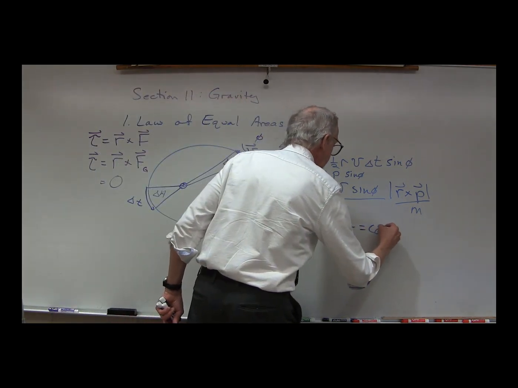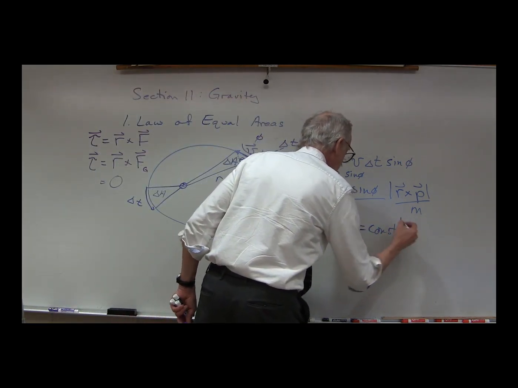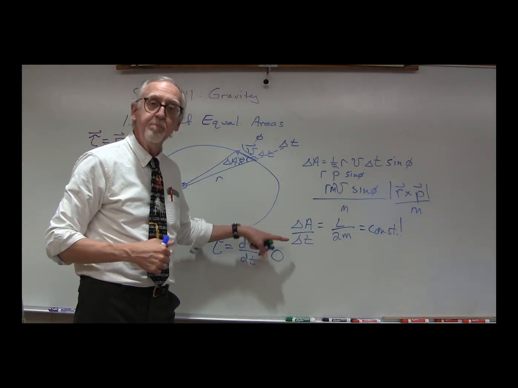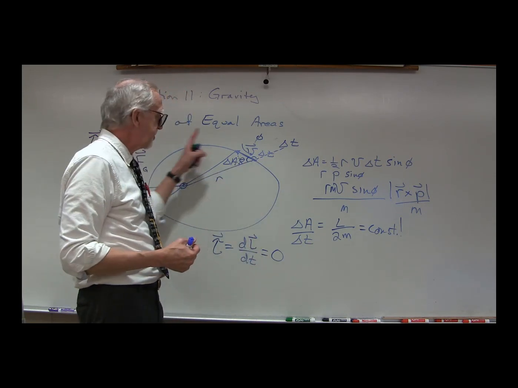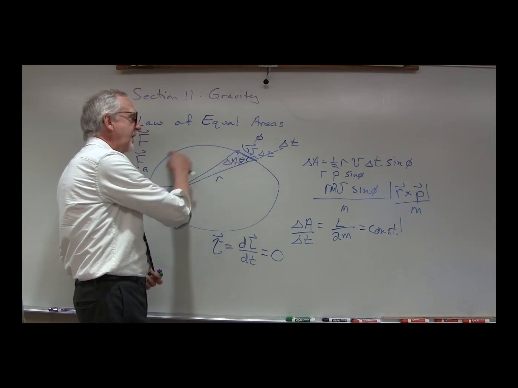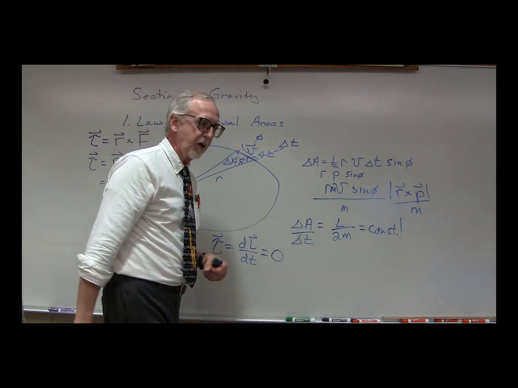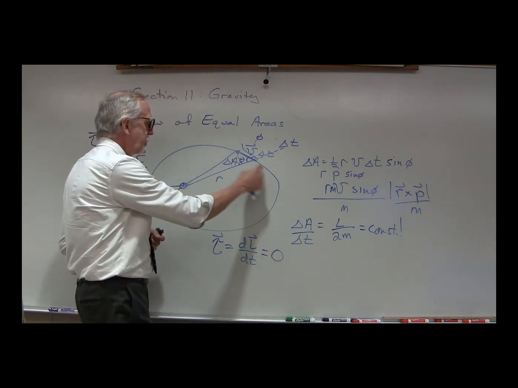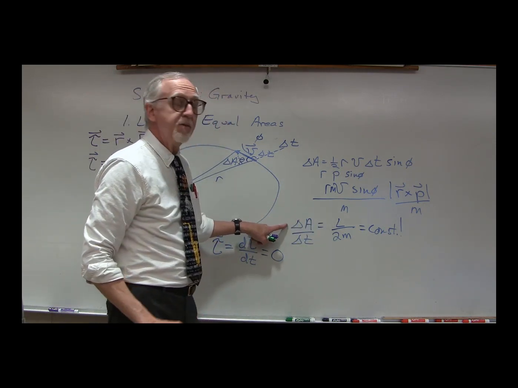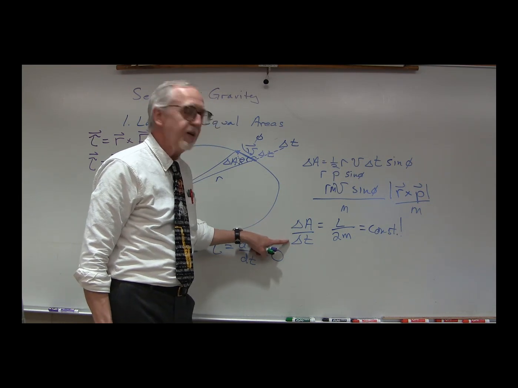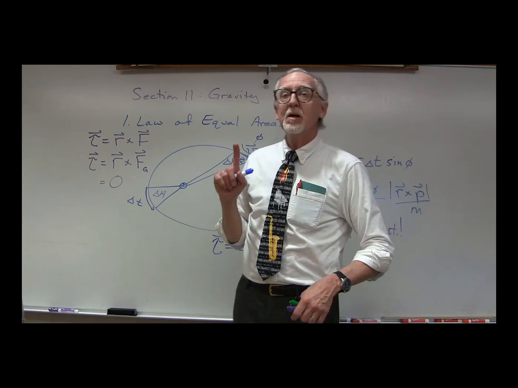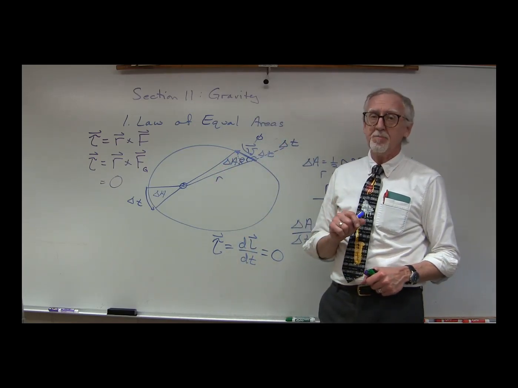So this is a constant, which tells us the rate of change of the area per time is constant as the planet goes around the sun, or whatever the object is. Could be a satellite, could be a comet, could be whatever. As it goes around the sun, its angular momentum is constant, and so it sweeps out equal areas in equal times. Very, very interesting. Okay, what about Kepler's last law, the harmonic law?